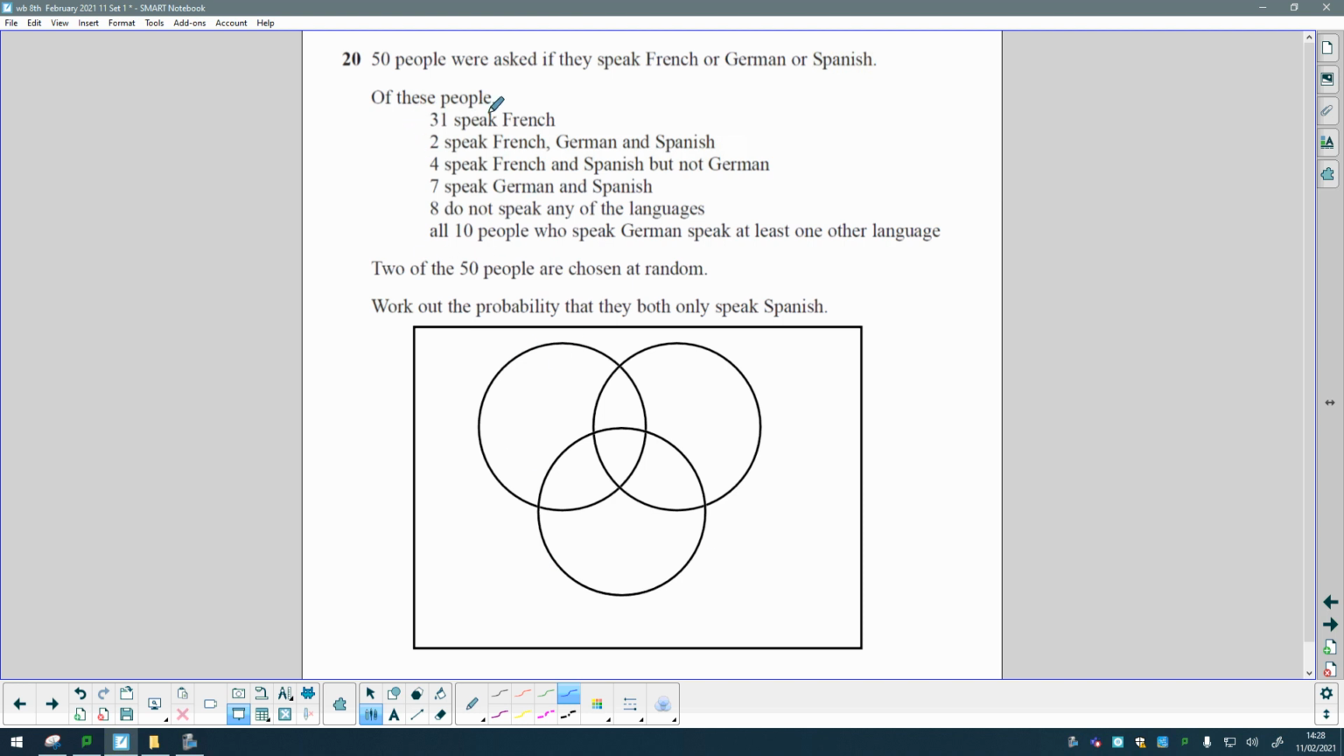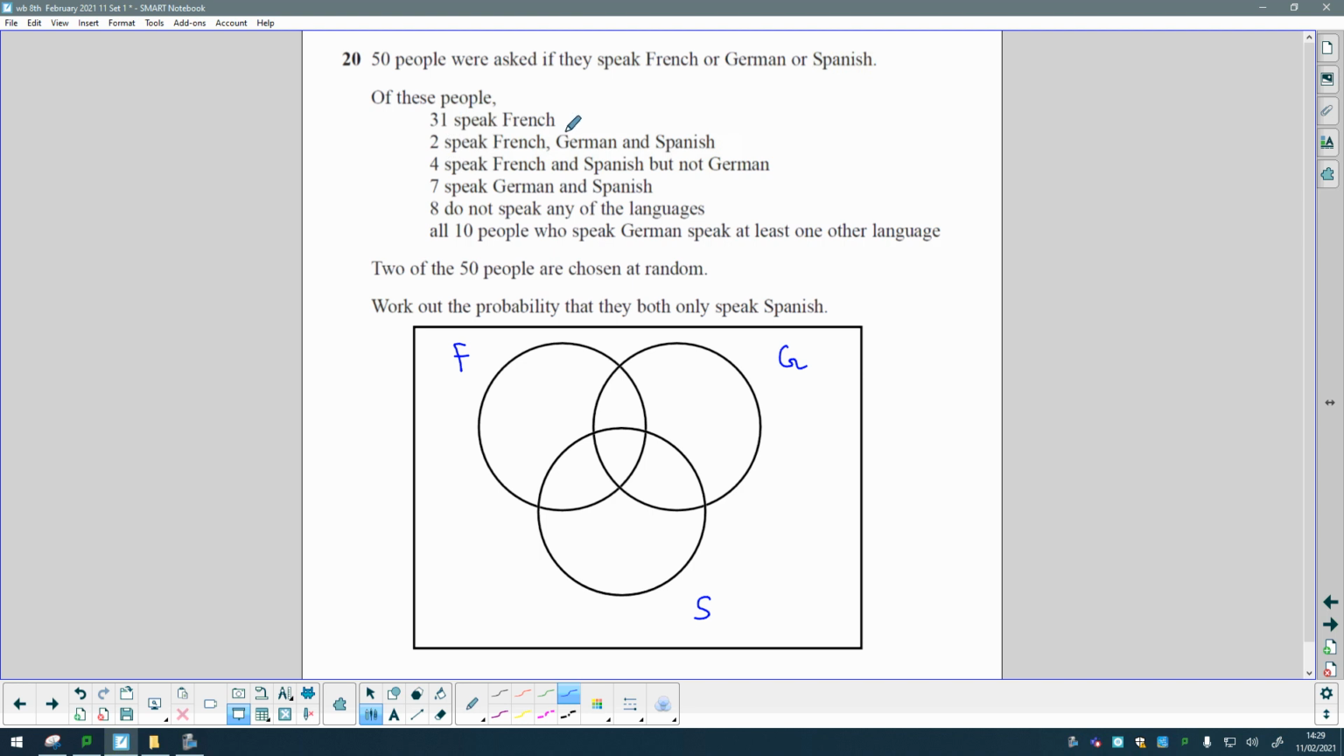So let's take each of the statements in turn. It's French, we'll just do these clockwise. So there's the French circle there. It's German and it's Spanish. Okay, and 31 people speak French. That's all of this circle here, including all these little bits. So we'll come back to that one.